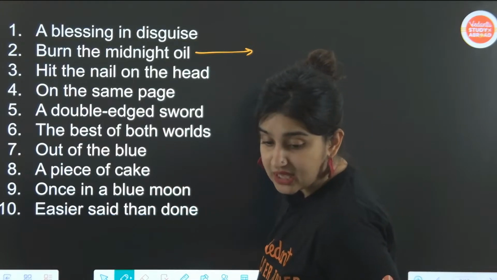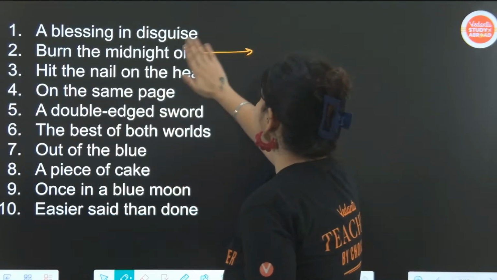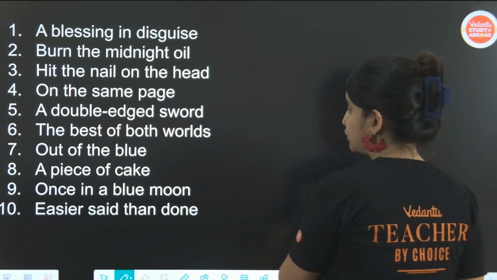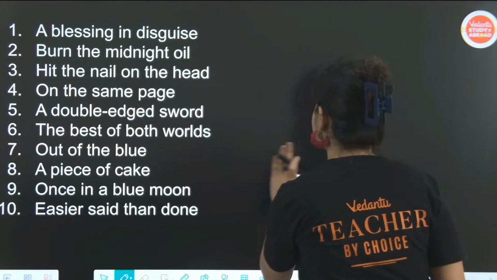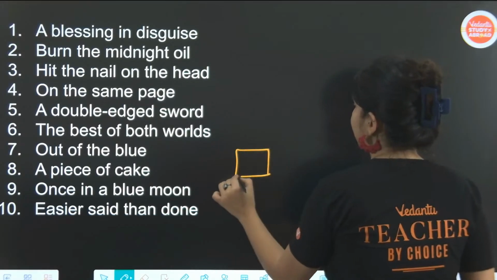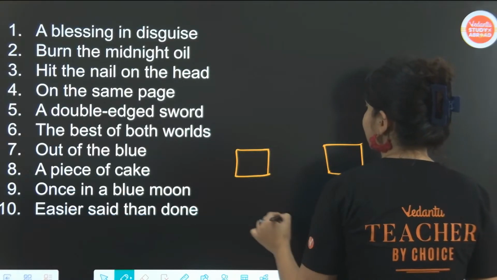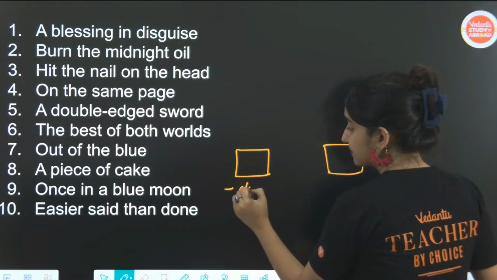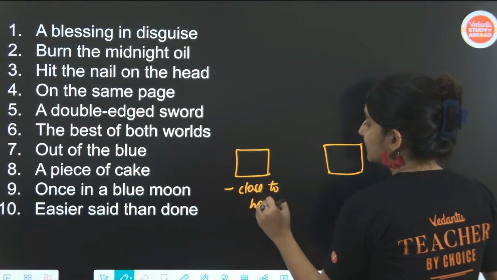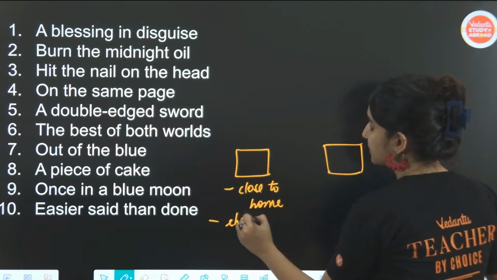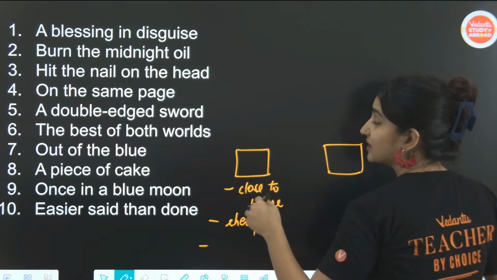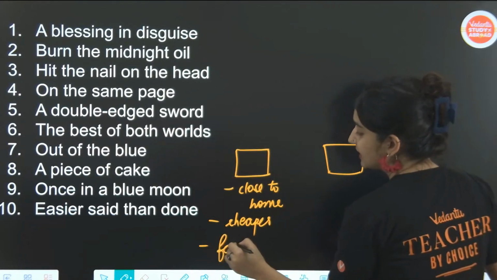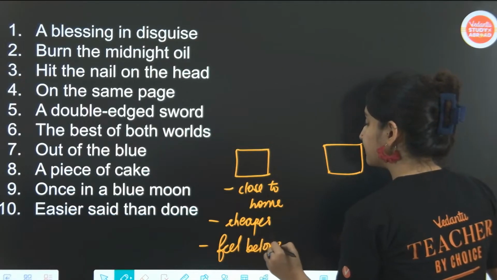All right. Then we have 6, which is the best of both worlds. You can use this in the context that somebody has to make a choice, right? For example, somebody tells you, what are the advantages of studying in India? You get to stay close to home, right? It's cheaper, easier on the pocket, affordable, right? You're with your own kind of people. You don't feel like a foreigner, right? So you feel like you belong, okay?